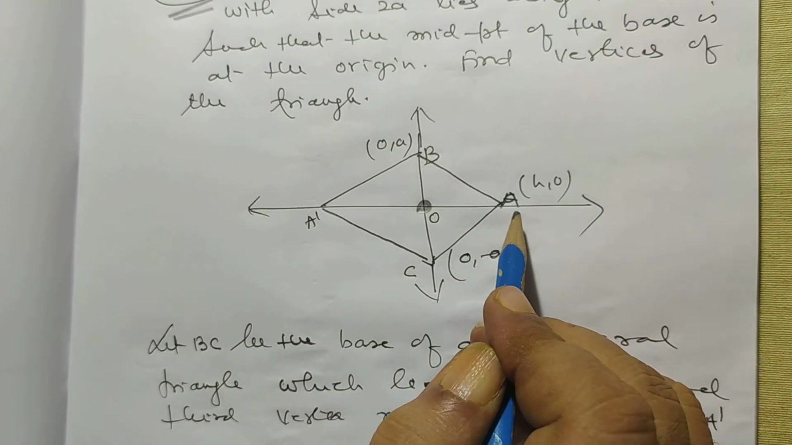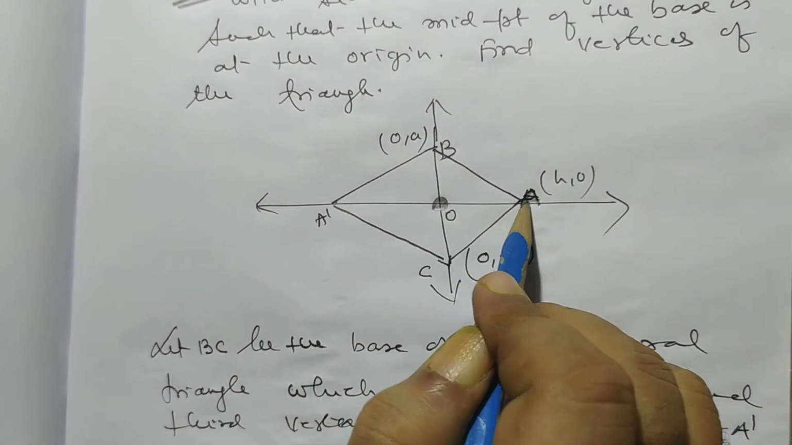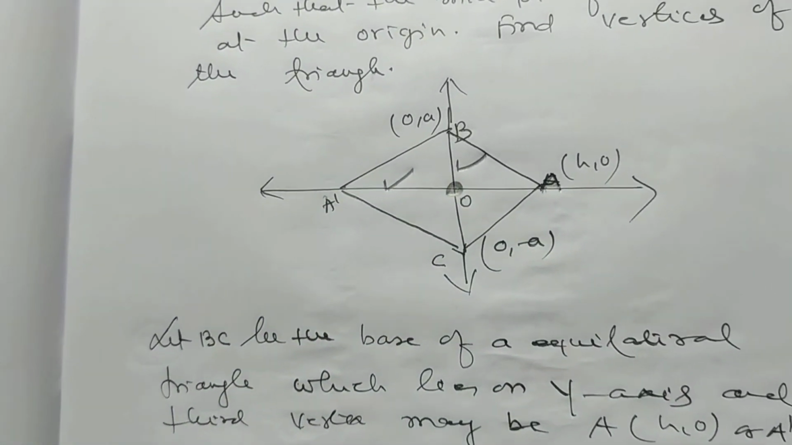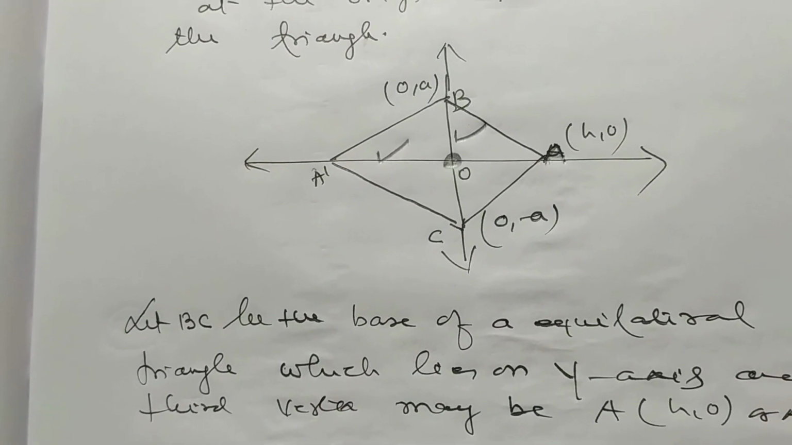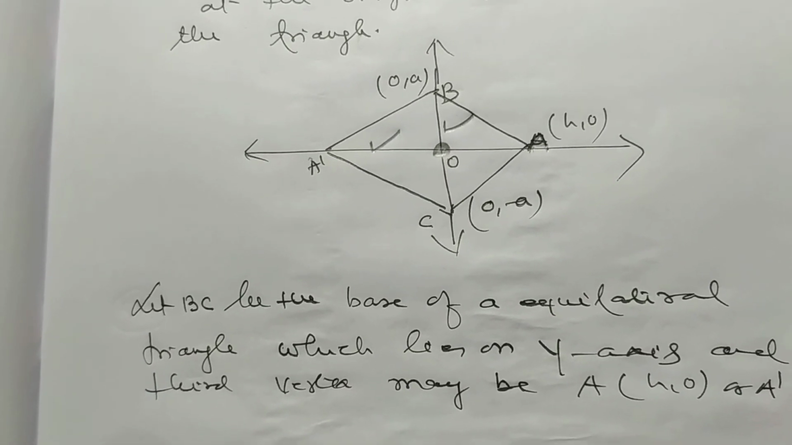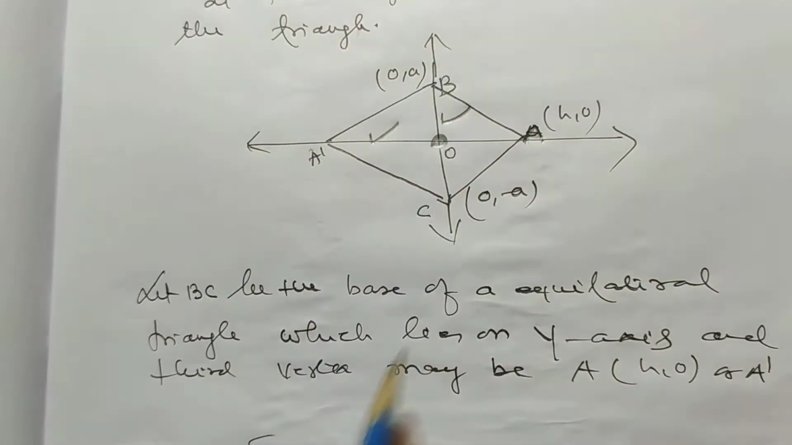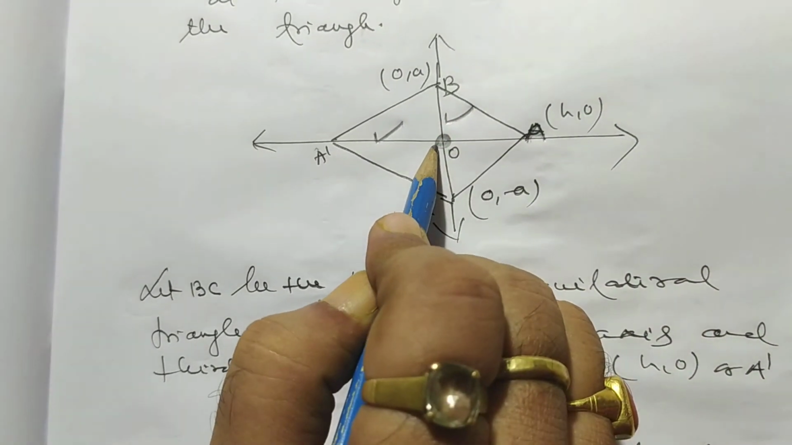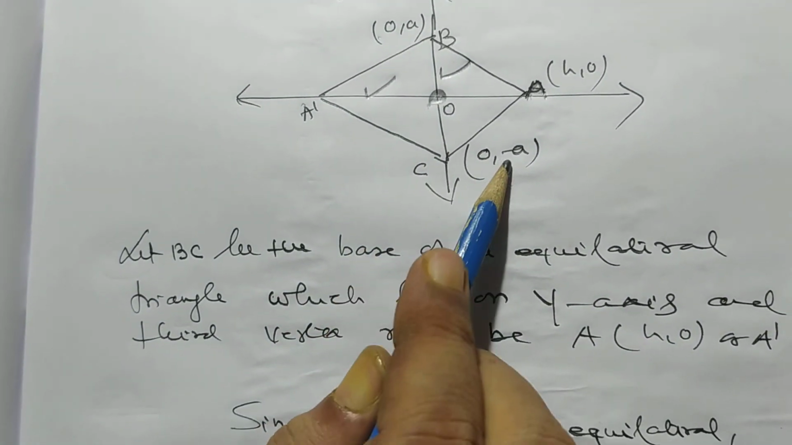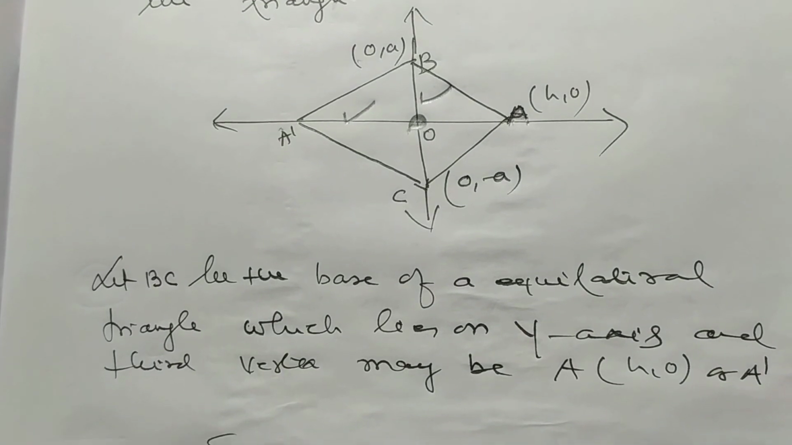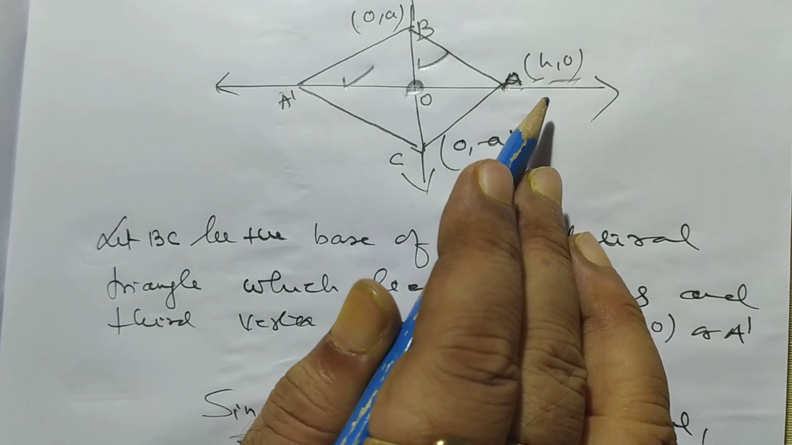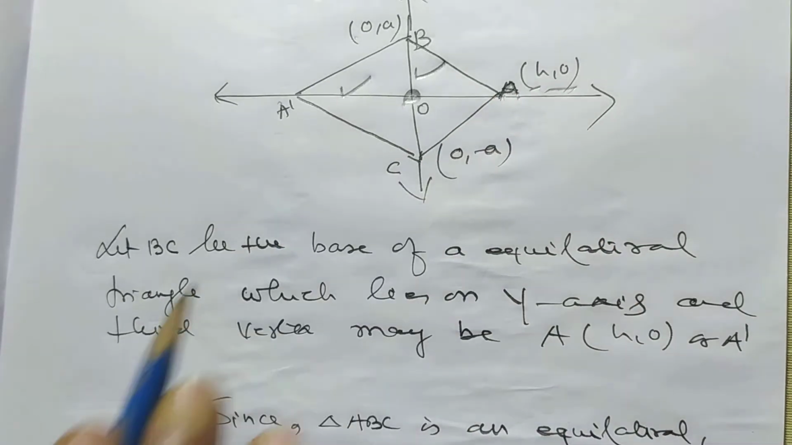Of course the vertex A can be on either side, so A or A dash; both cases are possible. Here B and C lie on the y-axis and the distance BC is 2a and O is the midpoint. So the coordinate of B is (0, a) and the coordinate of C is (0, -a). Similarly, suppose the coordinate of A will be (h, 0). We don't know the coordinate of A, so we consider it on the x-axis, so it will be (h, 0).